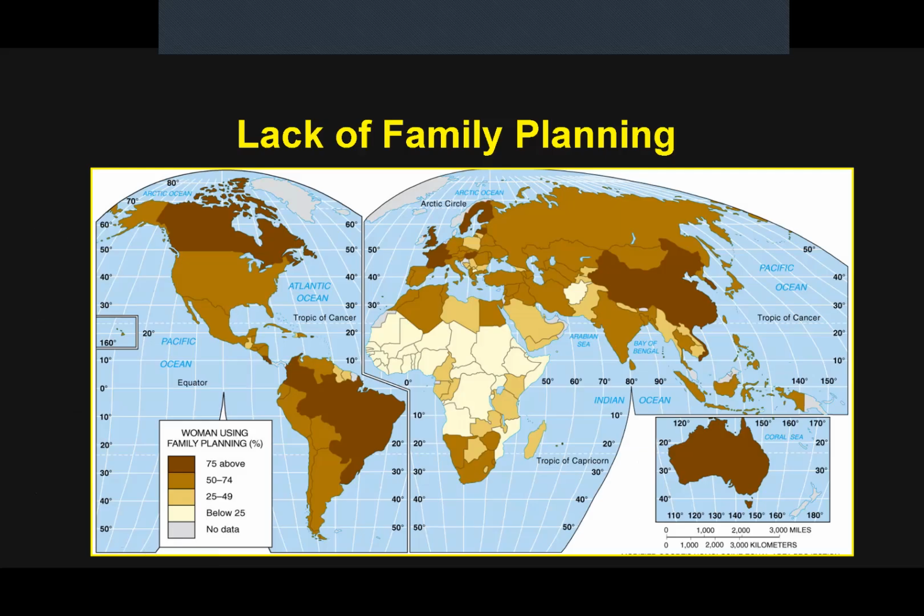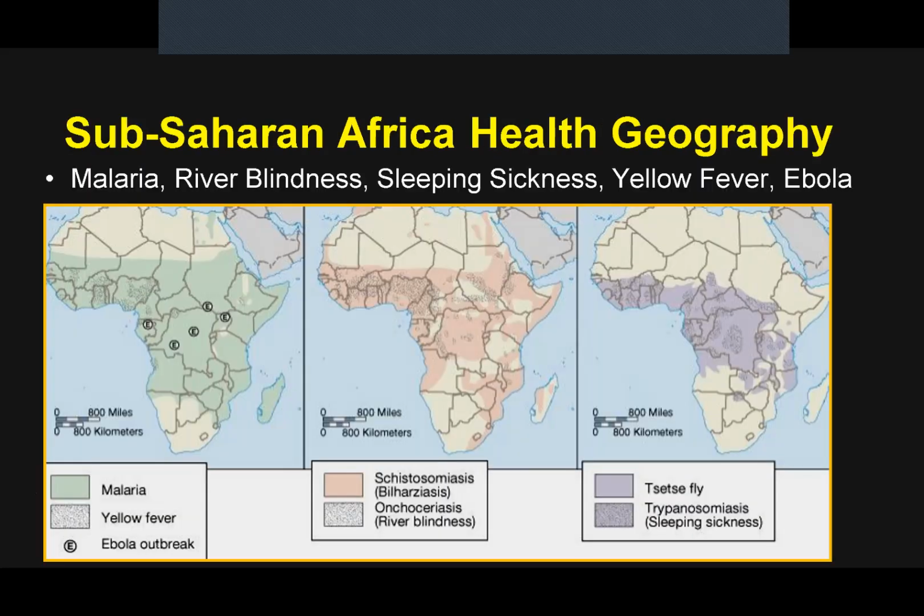And part of that is lack of family planning and access to family planning. So most of those countries that are in the lightest shade on this one, below 25% of women use family planning. And that leads us into health geography, as sometimes this is related.